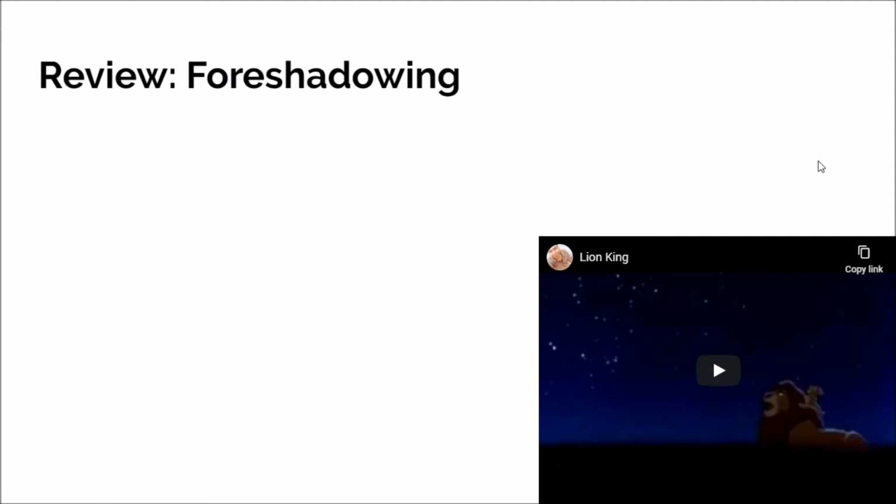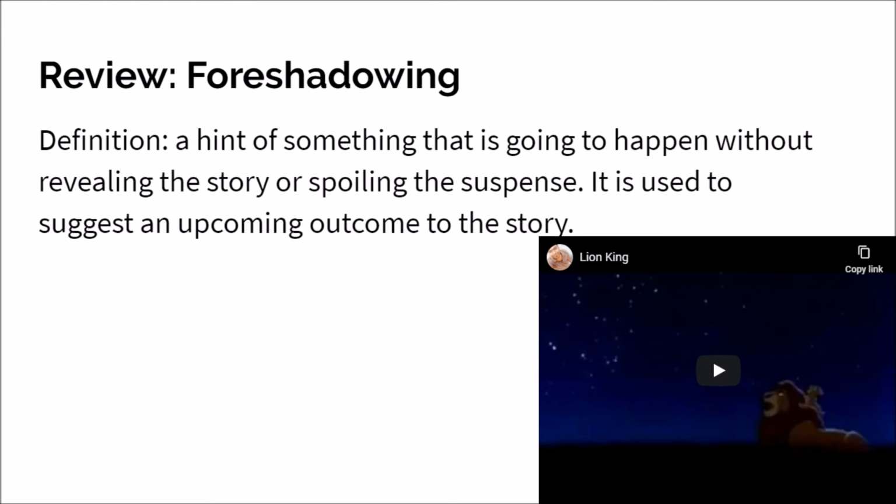Okay, and here is foreshadowing. The definition of foreshadowing is a hint of something that is going to happen without revealing the story or spoiling the suspense. It is used to suggest an upcoming outcome to the story. Now, in easy terms, foreshadowing is just something that predicts what is going to happen. And you all seem to know that very well. You all did a really good job with foreshadowing in the past. So Lion King actually has some really good examples of foreshadowing. So watch this clip.